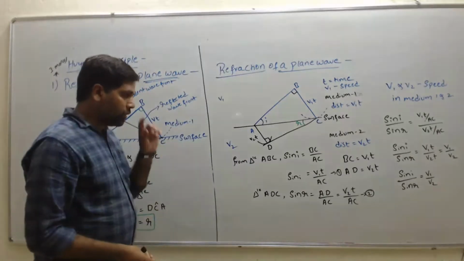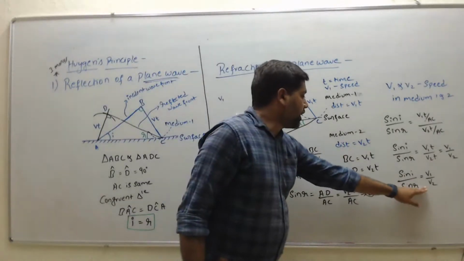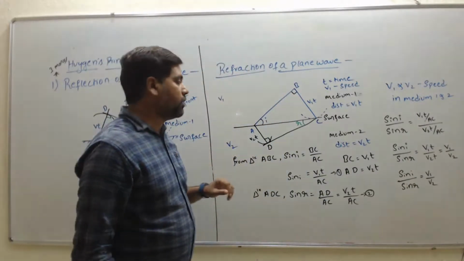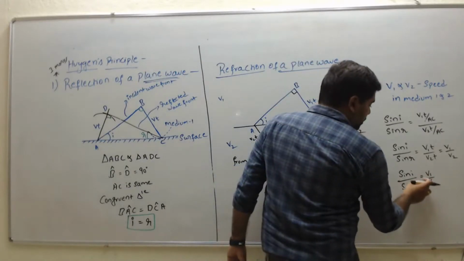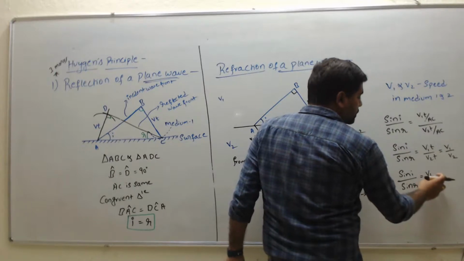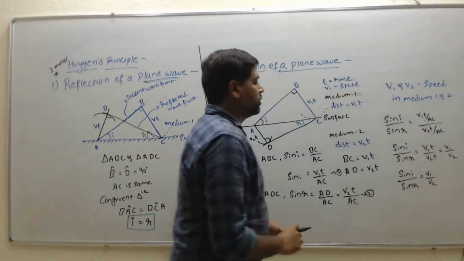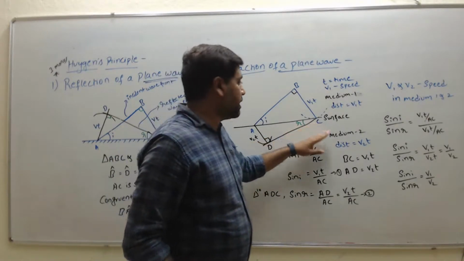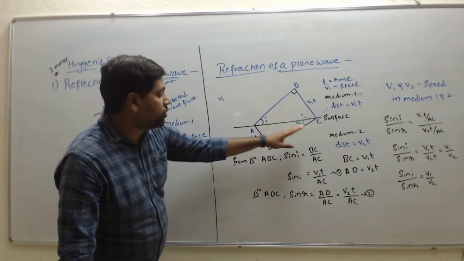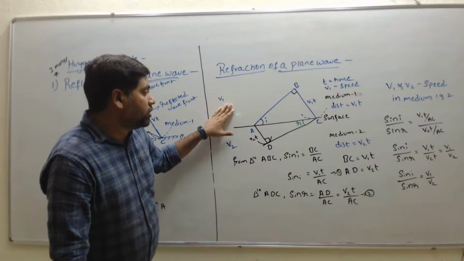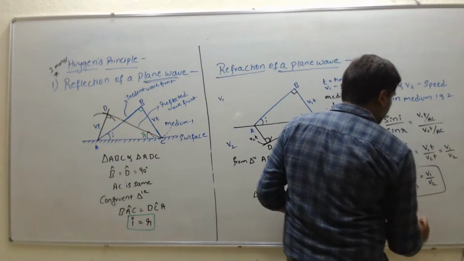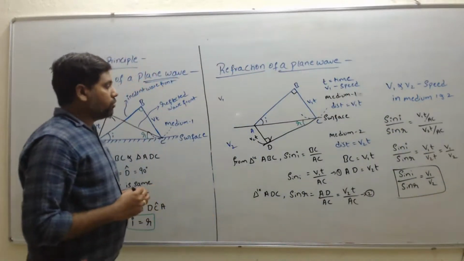Right? If the angle of refraction R is less than I, then V2 is less than V1, because if we observe, this value is less, then I is greater, that is equal to V1 by V2, then V2 is less than V1. That is, if the angle of refraction is less, then the speed in the second medium is less. If the angle of refraction is more, then the speed is more than in the first medium, right? Sine I by sine R.